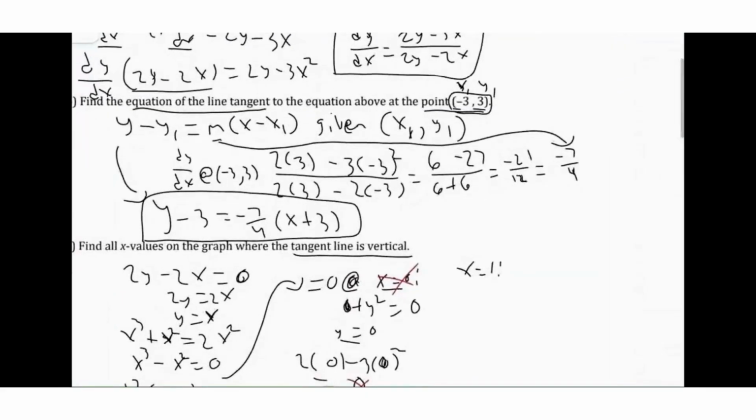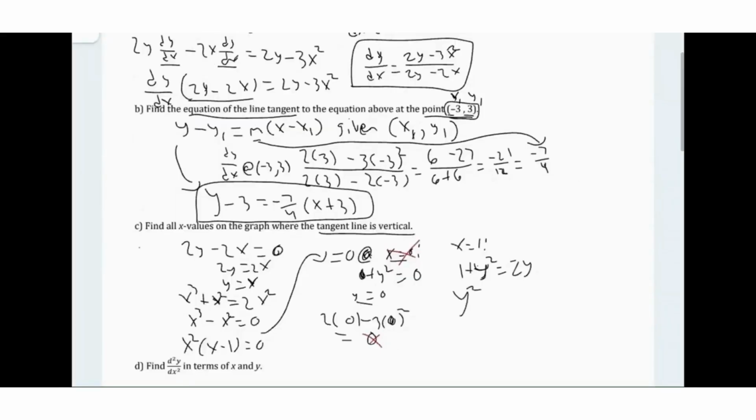Let's check x equals 1. It's the same thing. Plug back in. You get 1 cubed, so 1, plus y squared equals 2 times 1 times y, so 2y. And then you'll get y squared minus 2y plus 1 equals 0, which should just be y minus 1 whole squared equals 0. So y equals 1. So now at x equals 1, y equals 1.